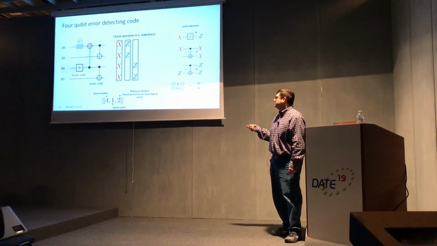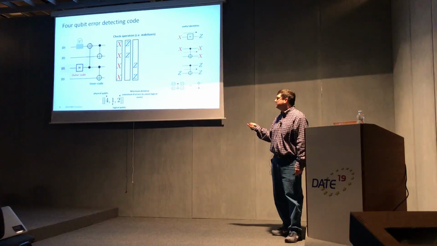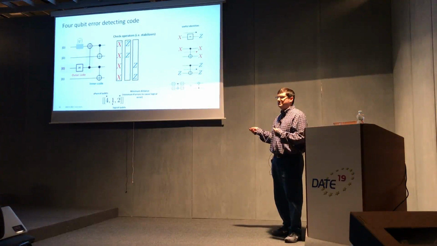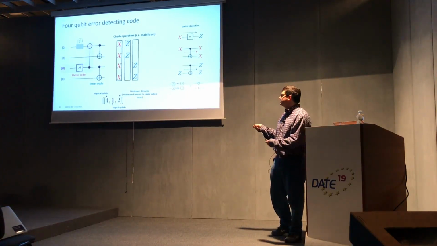Maybe you've seen this before and maybe you haven't, but in papers there's this notation where people write a triple of numbers between brackets to describe a particular code. This means that we're encoding 1 logical qubit into 4 physical qubits, and we need at a minimum 2 errors to cause an operation that we can't detect, that is, to change the logical state.